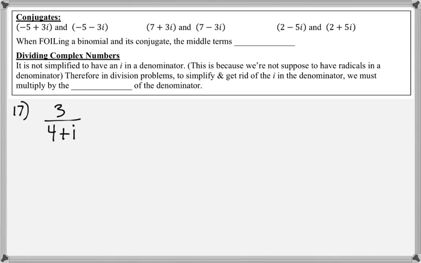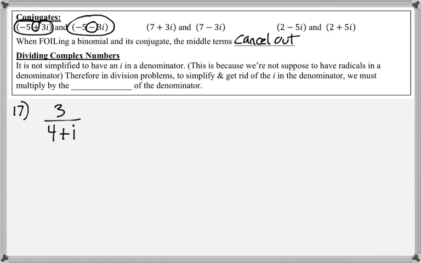The next topic is something called conjugates, and this is where we have two different binomials and they're identical except for the sign in between the two terms. So if you FOIL a binomial and its conjugate, you'll find that the middle terms will cancel out. And this is going to be used for dividing complex numbers.